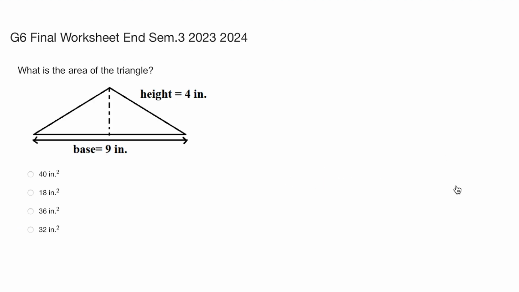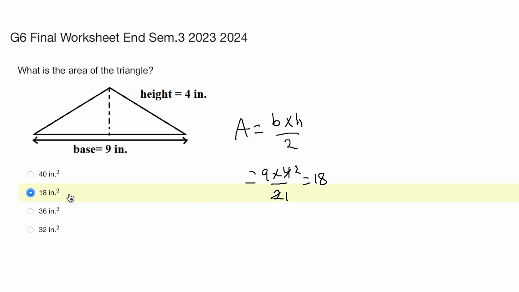What is the area of the triangle? Area of a triangle equals base times height divided by 2. Here the base is 9 and the height is 4. It will be 9 times 4 divided by 2. You can simplify, so it will be 18 square inches.